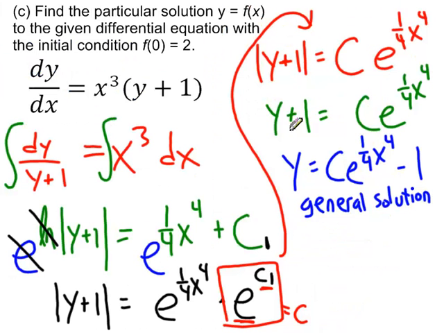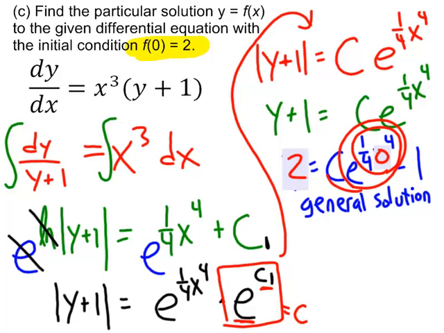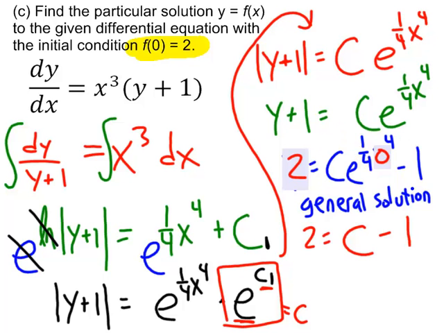Okay, so coming back to this problem here, we want to find the particular solution that satisfies f of 0 equals 2. So let's plug in 0 and 2 for x and y respectively. Now this entire exponent becomes 0, and e to the 0 power is just going to be 1, and 1 times C would just be C. C minus 1 equals 2, so clearly C equals 3.